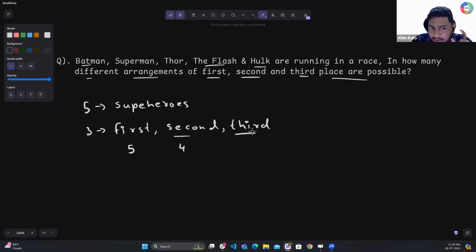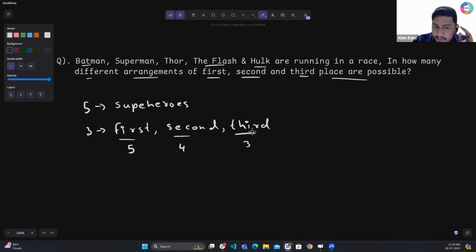Exactly. See, one person got first, one person got second. Now, how many people are left? Three. Either of these three people will get the third position, right? Clear? Any doubts? Got it? Both the stories.